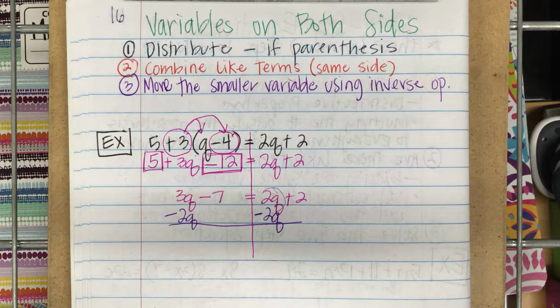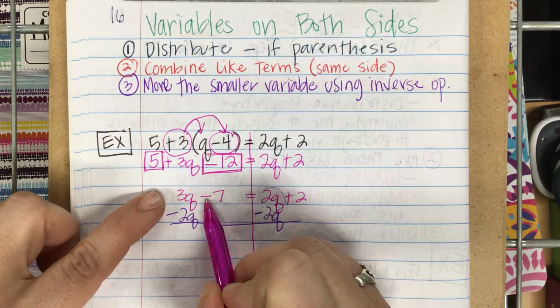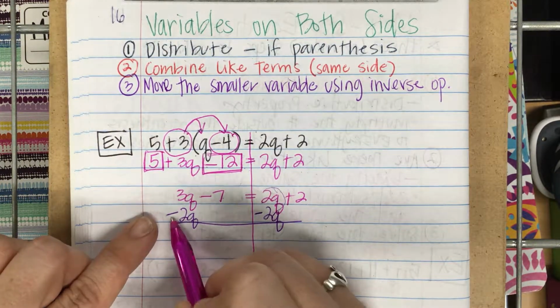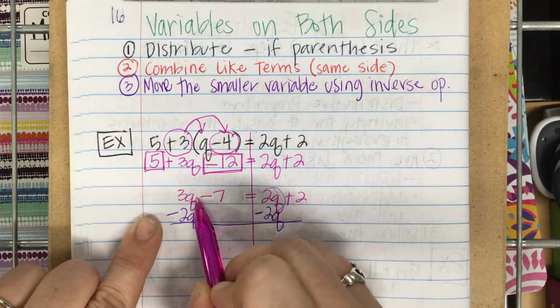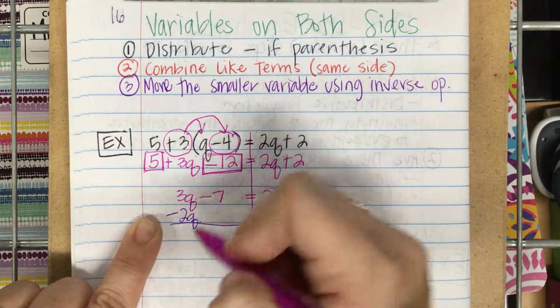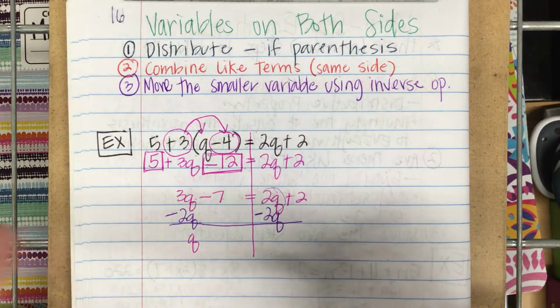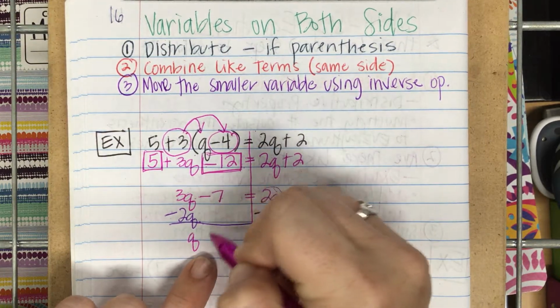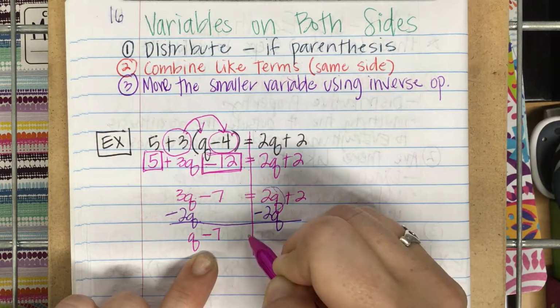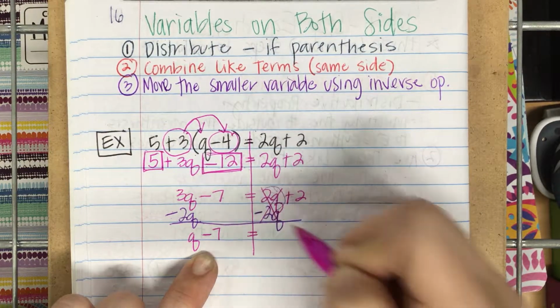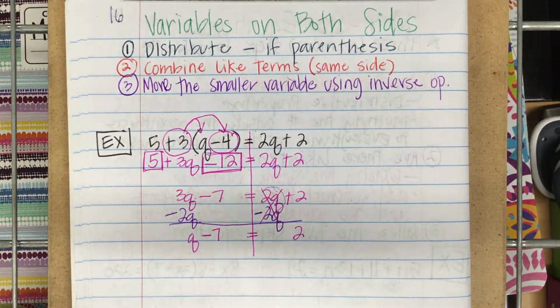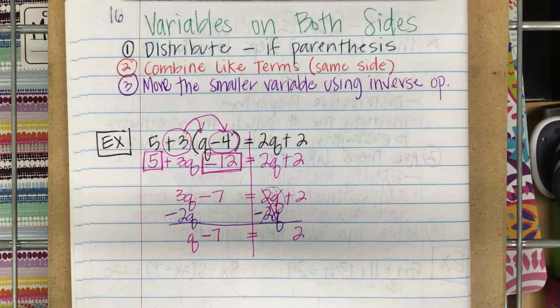Move the smaller variable using inverse operations. So now I have 3q minus 7. Oh, wait, I'm going to do minus 2q. What's 3q minus 2q? Could I just put q? That minus 7 did not change. Equals 2. And after I move my smaller variable using inverse operations, I can solve the equation.